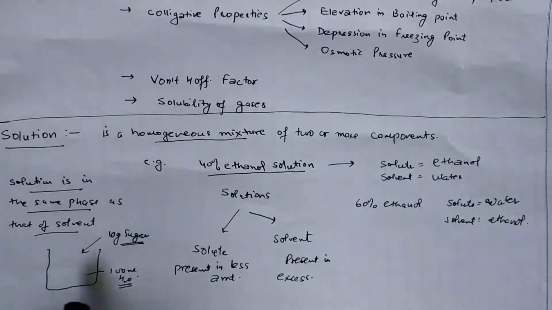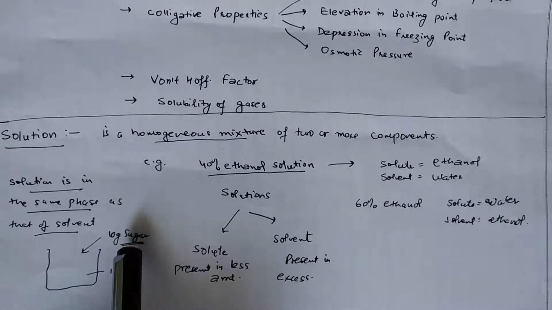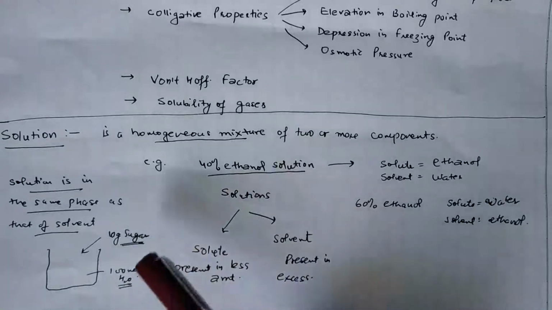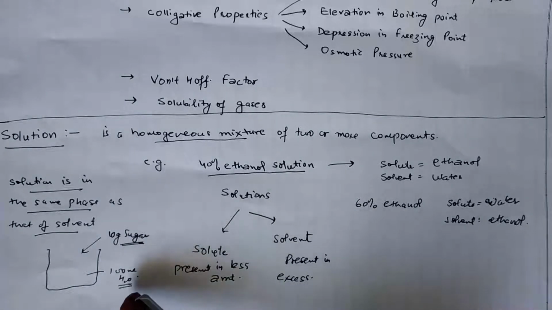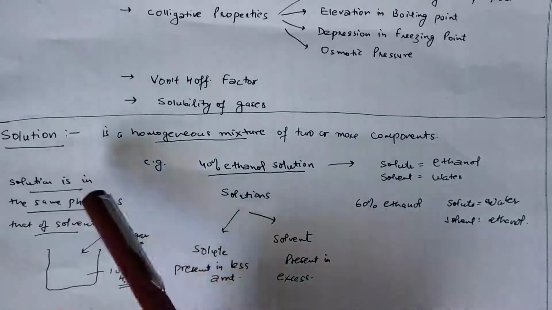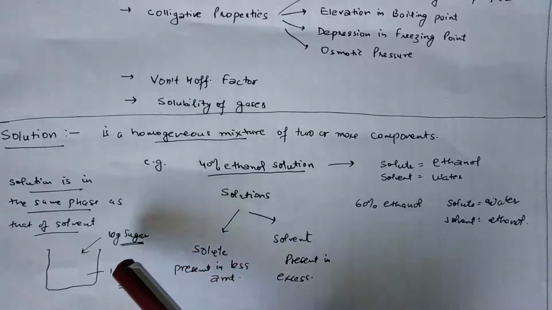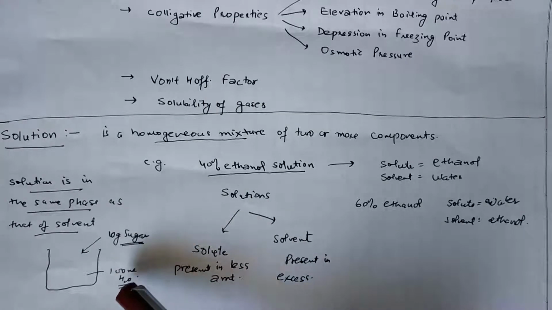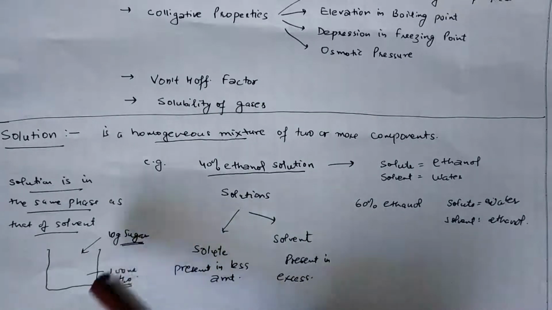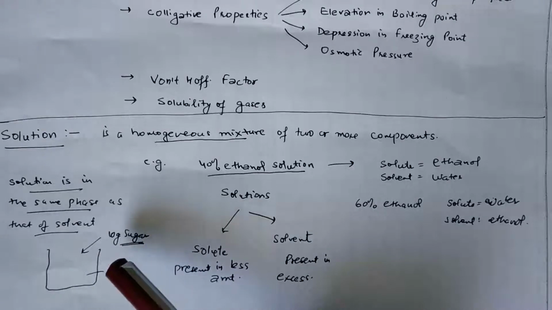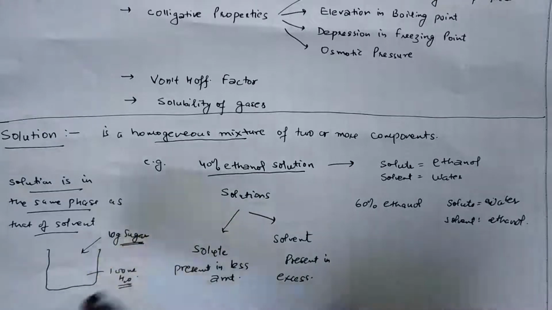Here we have 100 ml water and we added 10 gram sugar. It means the sugar is the solute and water is the solvent. The solution is present in the same phase as that of the solvent, meaning the solution will look like water because it's liquid. It will not look like sugar. In this way you can recognize which is the solvent in the mixture.